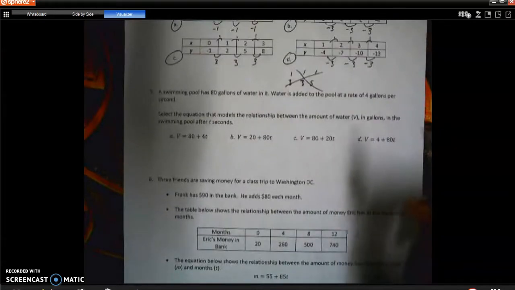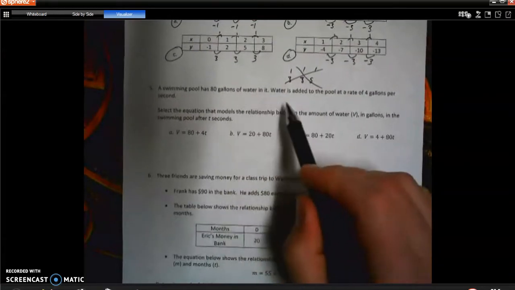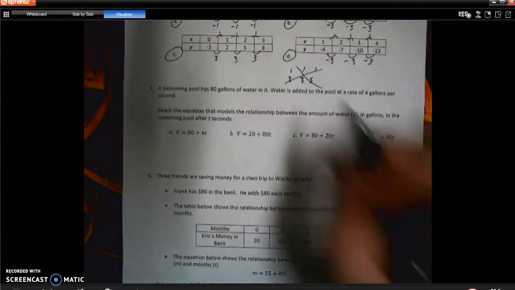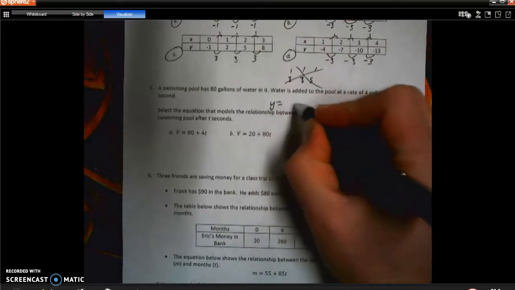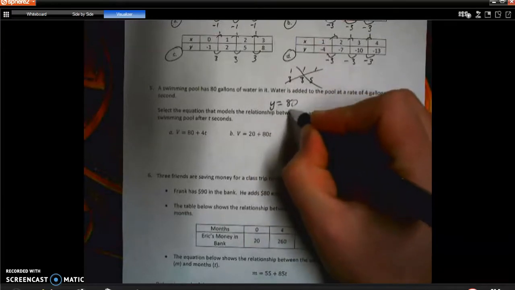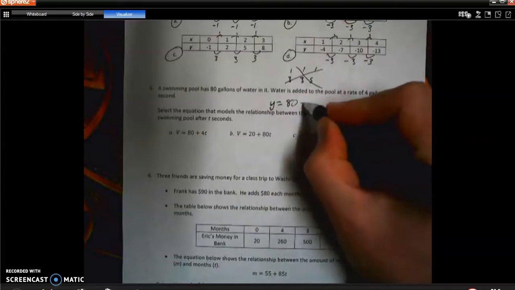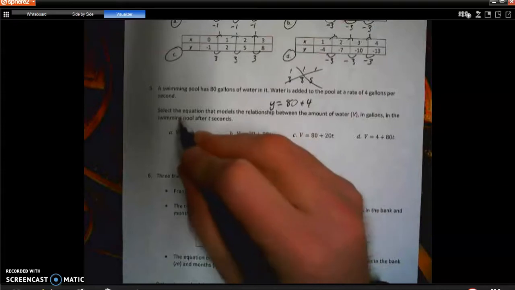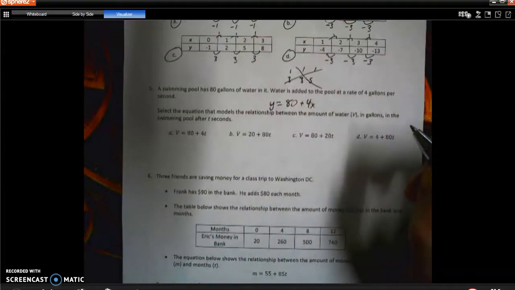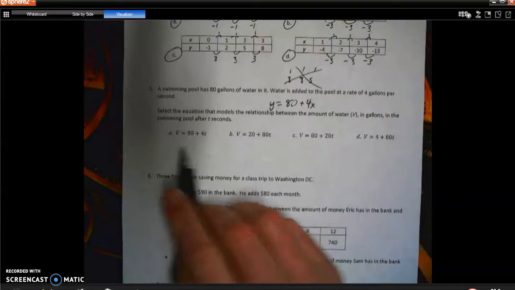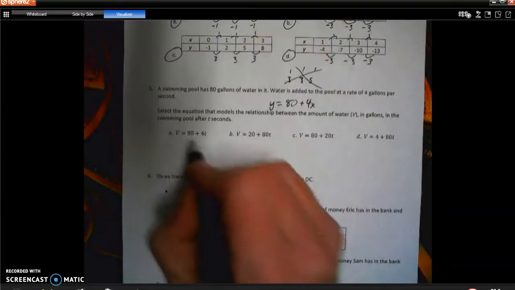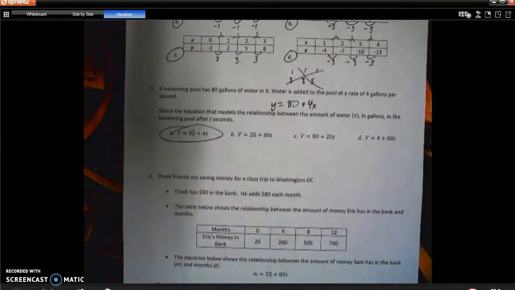All right, a swimming pool has 80 gallons of water in it. Water is added to the pool at a rate of 4 gallons per second. So remember, y equals the initial value. So 80 is where we start, and we're adding water at 4 gallons per second. Now we don't know how many seconds it's going to go for, so that has to have an x there. So there's our equation. So now we just go over there. In this case, it's a t representing time. And it looks like that right there is my answer. Yep, so far so good.